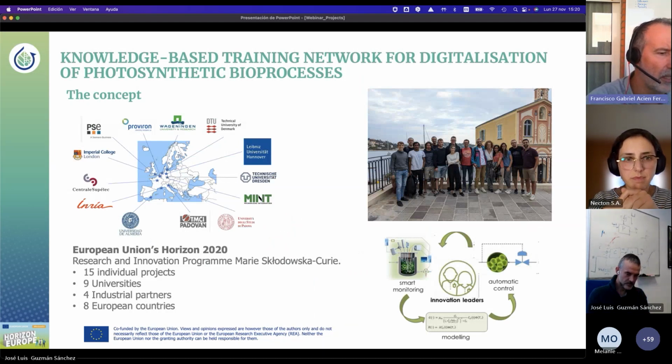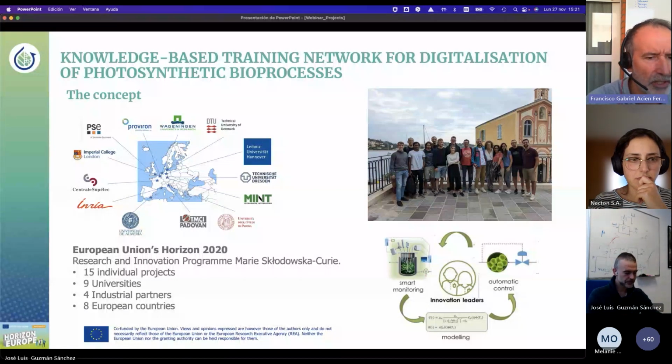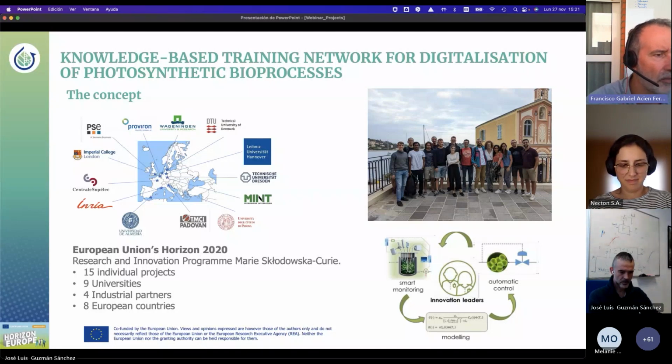These are the partners already participating in the project. I want to recognize the effort that all of them are putting into this project, well-recognized institutions and companies. And you can see also the picture of the students, all of them performing very nicely in this project. And the major advantage is that, although they are working on different aspects of microalgae processes, they are collaborating and sharing information between them, contributing to the right development of their careers.